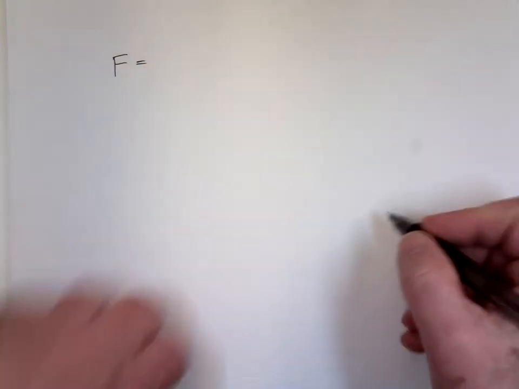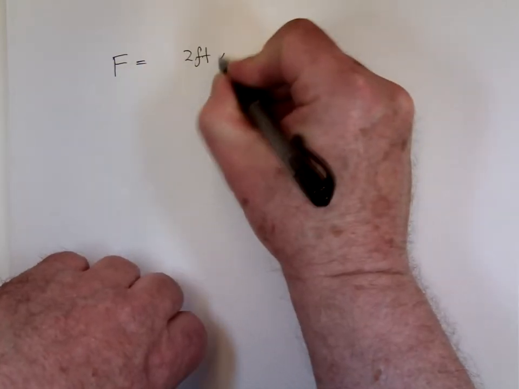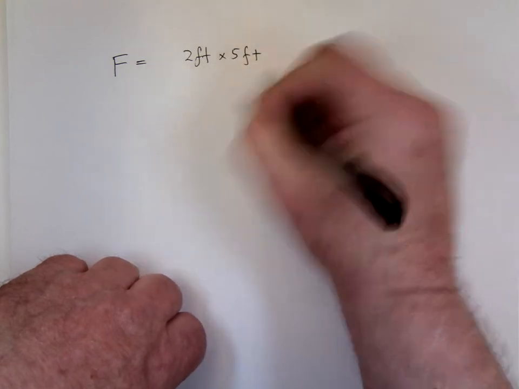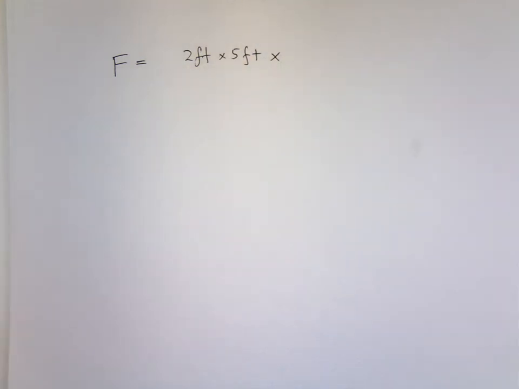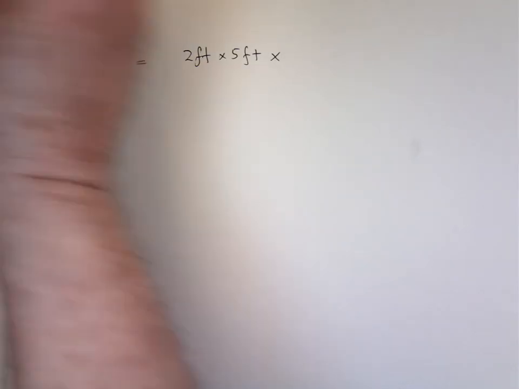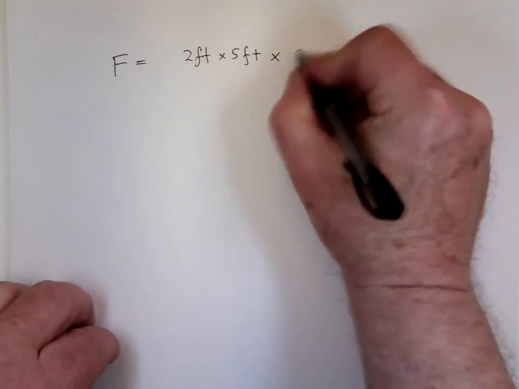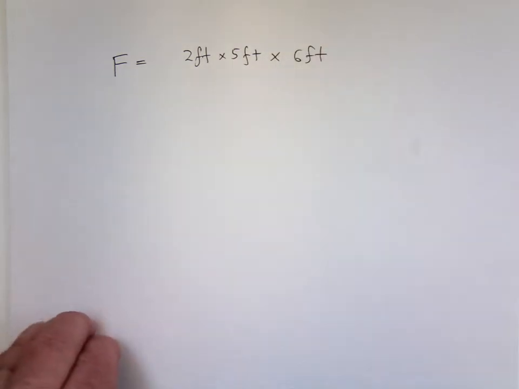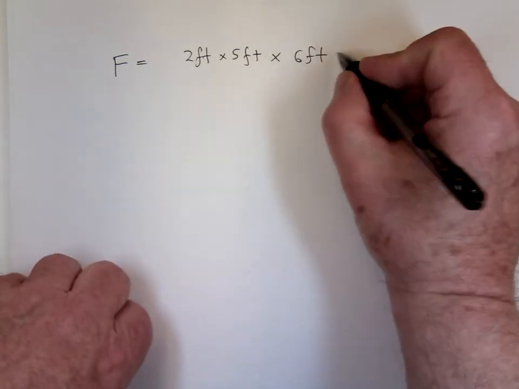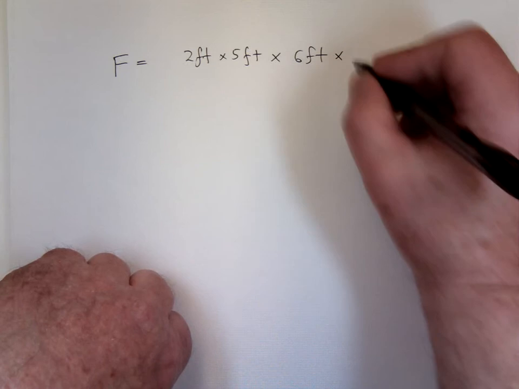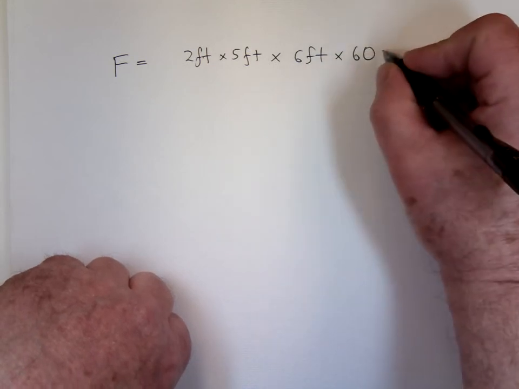The force is equal to the area of the table, 2 feet by 5 feet, times the depth, 6 feet. That's the depth. This is called fluid force, times the density of water, and we were going with an even 60 pounds per cubic foot. That would be the force on that table.